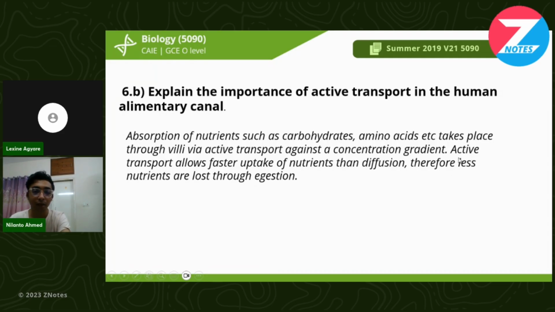Now, why did I give the last line? Because if normal diffusion occurred, then most of the nutrients that we get from the foods that we have ingested would eventually be lost, as most would not be taken up by the villi by diffusion. Therefore, by active transport, most of the nutrients such as glucose, amino acids, and vitamins are eventually taken up into the blood, in order to prevent the loss of most nutrients via egestion or any other means of excretion.